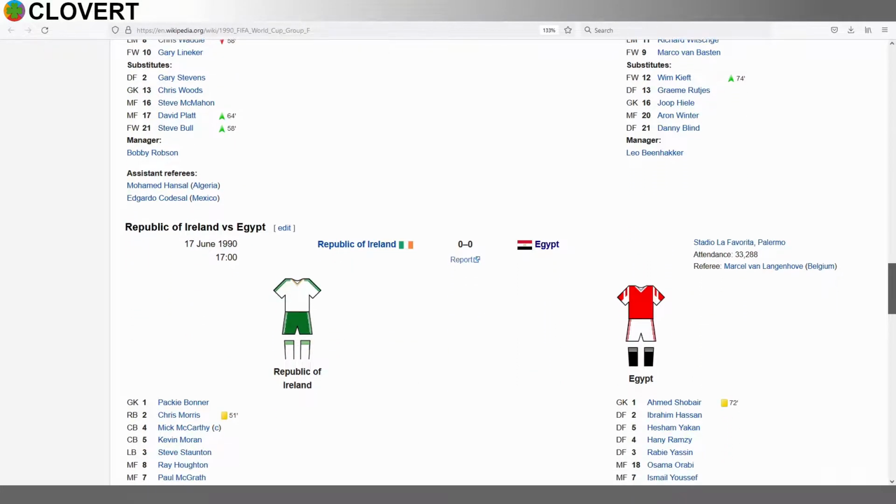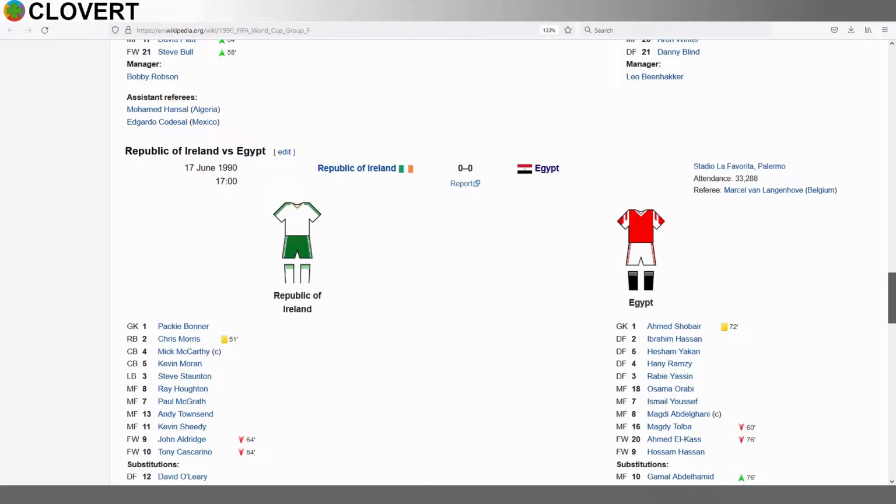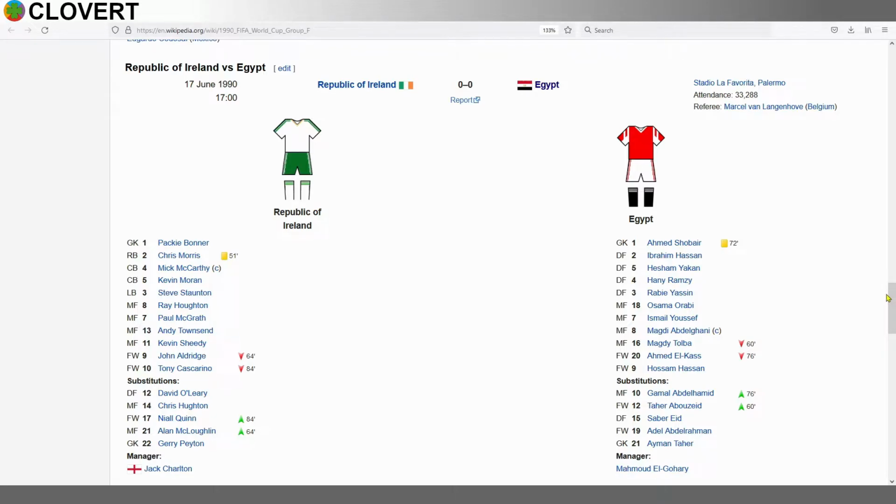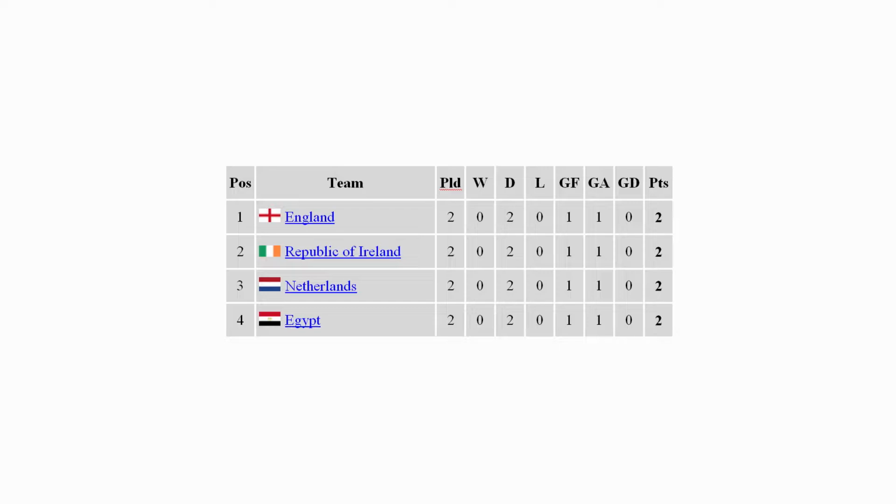So we had two 1-1 draws, two 0-0 draws. So every team had drawn their matches and they had also scored the same number of goals and conceded the same number of goals. So this was the group standings after the first 2 matches. It was an incredible situation where the 4 teams were completely deadlocked. All 4 teams had 2 points. They had 1 goal for, 1 goal against, goal difference 0. So then it came down to the final group matches. So what was going to happen?